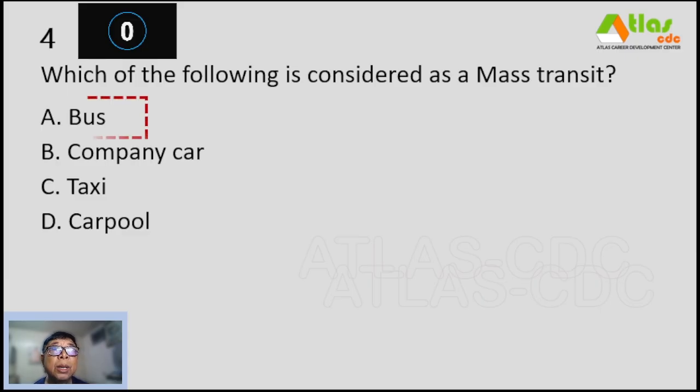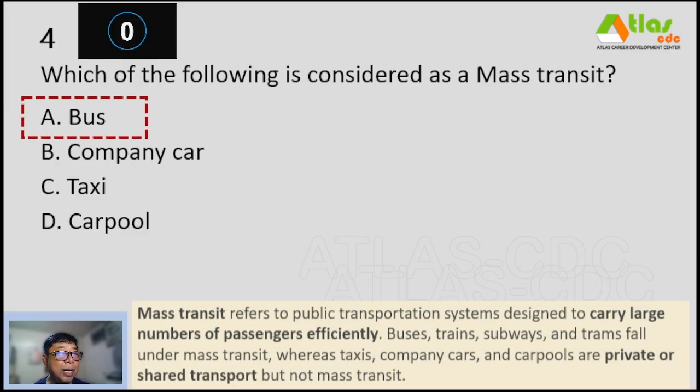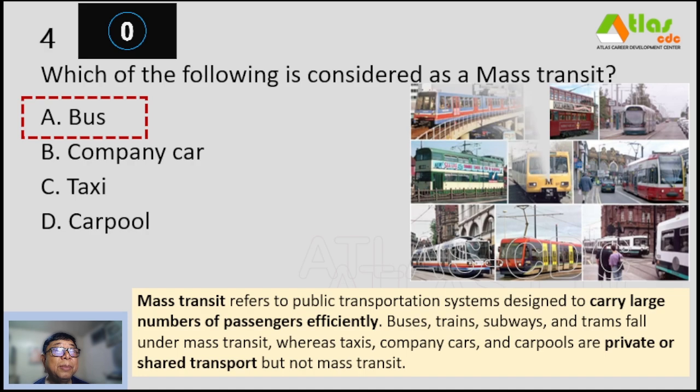And our correct answer is letter A, bus. So mass transit refers to public transportation systems designed to carry large numbers of passengers efficiently. So buses, trains, subways, and trams fall under mass transit, whereas taxis, company cars, and carpools are private or shared transport but not mass transit.